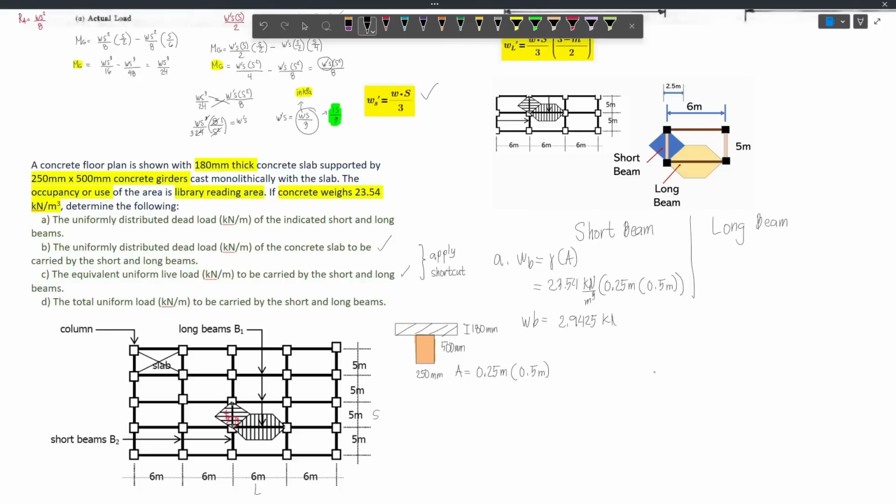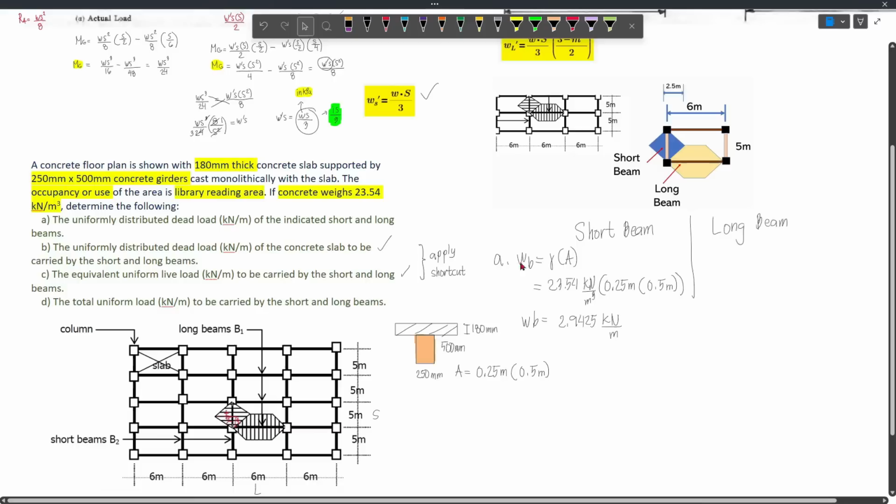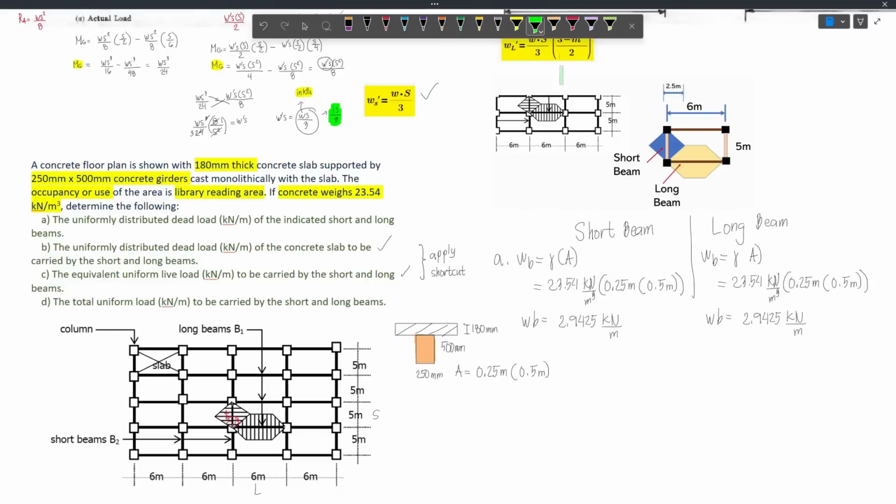And then this is kN per m. And then for the long beam, the same lang yung weight natin. And so let's just copy this one. Ito na yung answers natin for letter A.